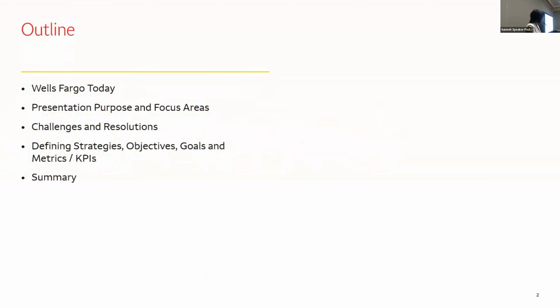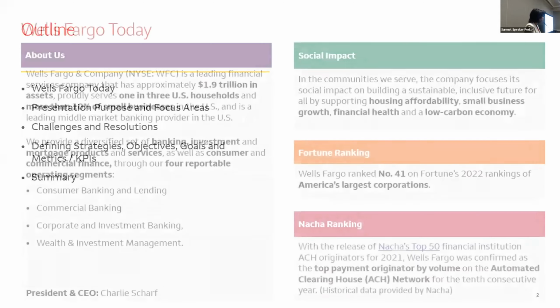As we get started, I know most folks know about Wells Fargo, but I'll tell you about the organization as a whole, and we'll talk about the purpose and where I'm going to focus in terms of the domains for business architecture. Just to be very transparent, as we have over the last 2 days, I'll talk about some of the challenges and how those were resolved, then go into defining the strategies, objectives, goals, and the KPIs, and then summarize some of the key takeaways.